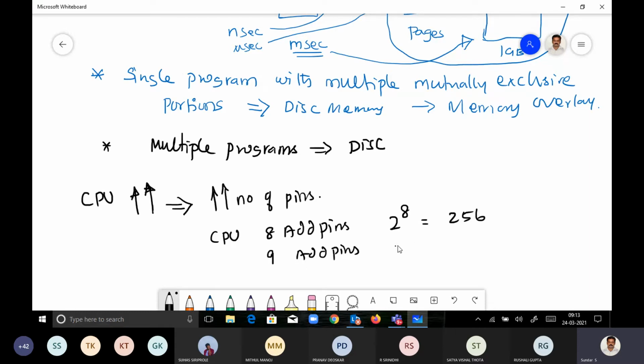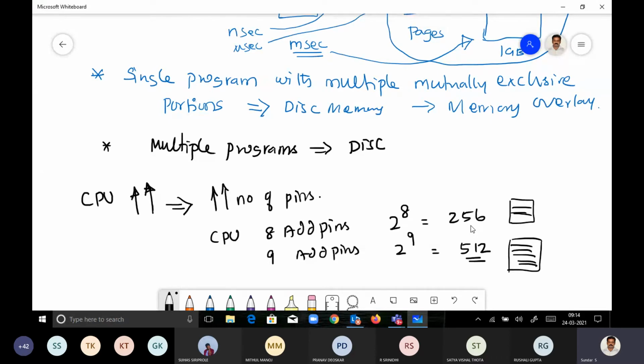Then what will happen? It will become 2 power 9. So 2 power 9 is what? Double, right? It means the same CPU, earlier we used 256 memory locations, now we have the freedom to use 512 memory locations. It means every single pin increases the accessing capacity. That's why nowadays we are able to connect more memory to the system.